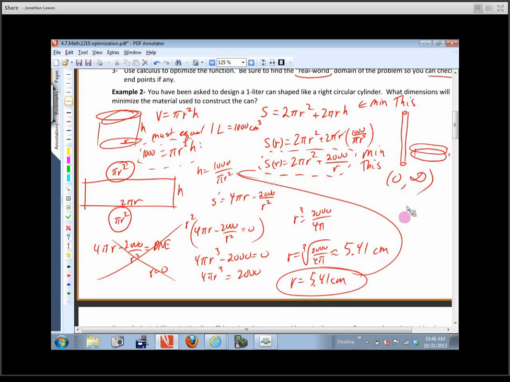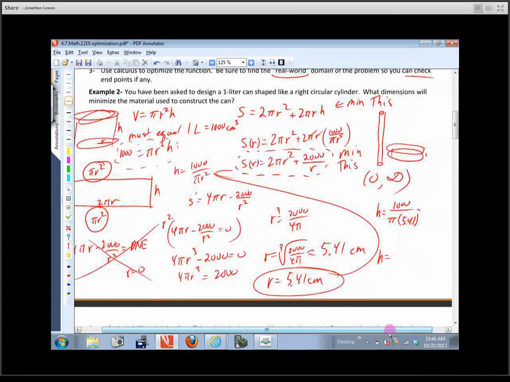Okay, so the height would be 1,000 over pi times the radius, which is 5.41, and I would recommend keeping that decimal stored in your calculator. If you type that into your calculator, what do you get? It's kind of an interesting result. Is it 10.82? So 10.82, 10.83.